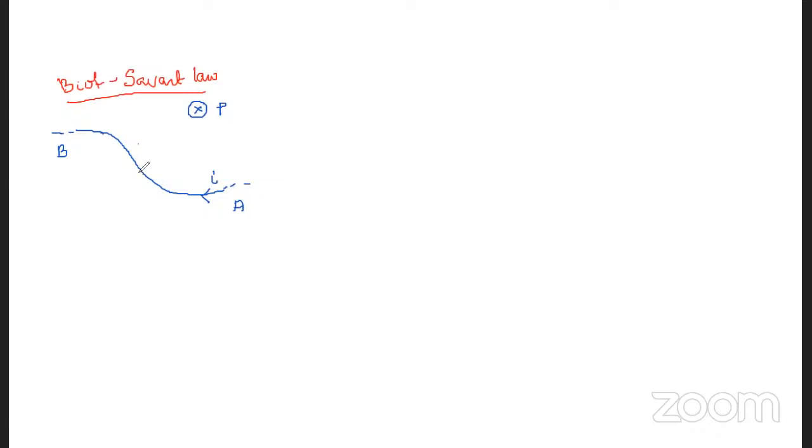Here we will take a small part of this conductor, which has a small length dl, and this is at a distance from the point P. We will call this distance r. So we have considered a conductor AB in which current I is flowing, and a point P located at a distance r from a small element dl of the conductor.